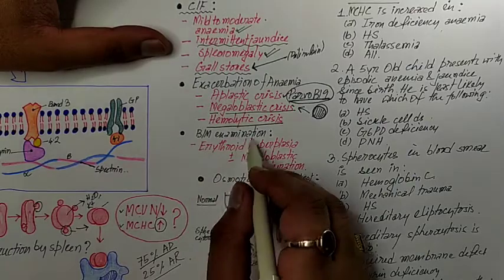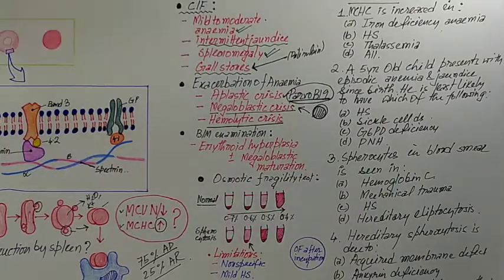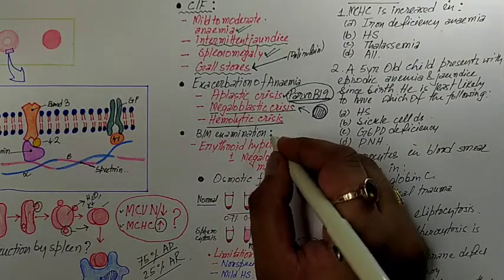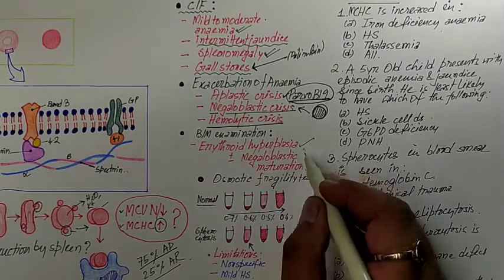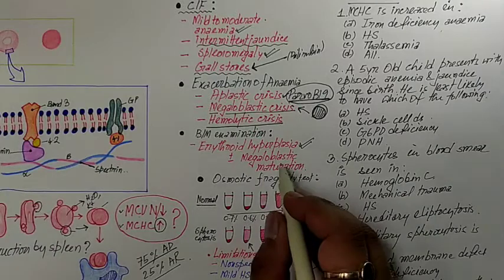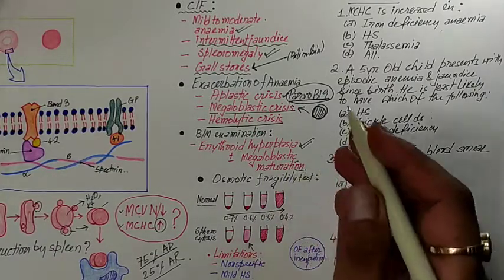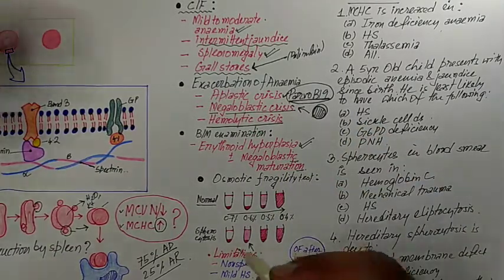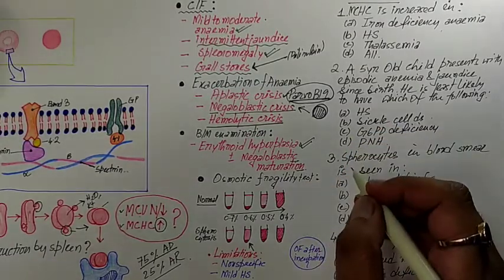Now coming to the bone marrow examination findings. Bone marrow examination will reveal erythroid hyperplasia, and there may be megaloblastic maturation if there is deficiency in the supply of vitamin B12 or folic acid.